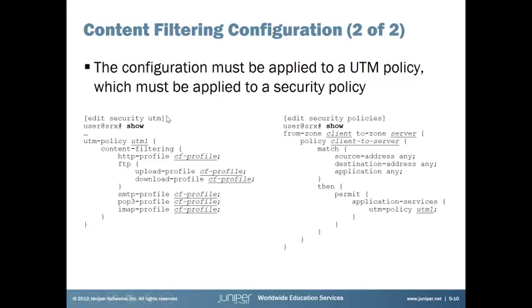And content filtering, HTTP profile, CF profile. We've got FTP, and we've got SMTP, POP3, and IMAP under there. And we're applying that down to a security policy. So exactly the same way as we applied both antivirus and anti-spam, we apply that exactly the same way with content filtering.